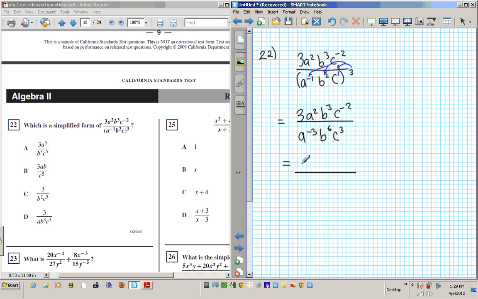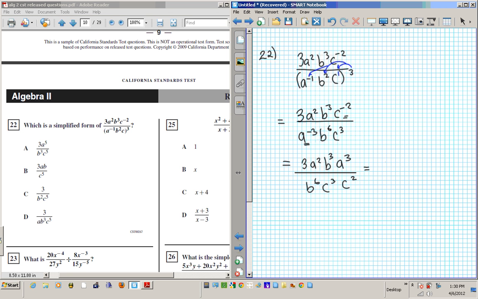Okay? So 3 is good. A has a positive exponent, so let's leave it alone. B to the third is positive, leave that alone. This is ill, because it has a minus, right? So it needs to go downstairs. So we're going to have C squared. Okay? A to the negative 3 needs to go up. A to the third. And then b to the sixth is good, that stays down. And then c to the third, that stays down. Okay, so note that this one went up and this one came down.